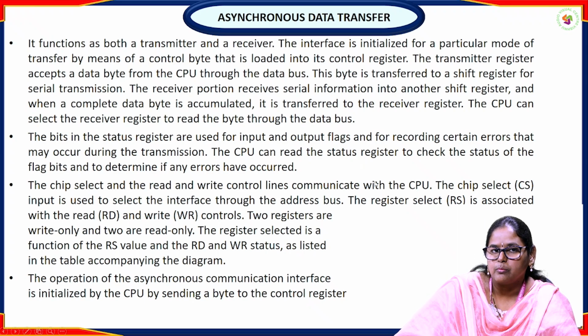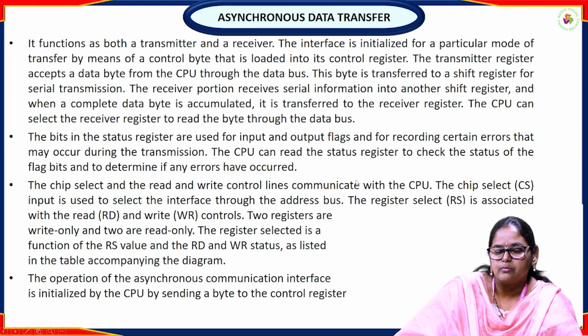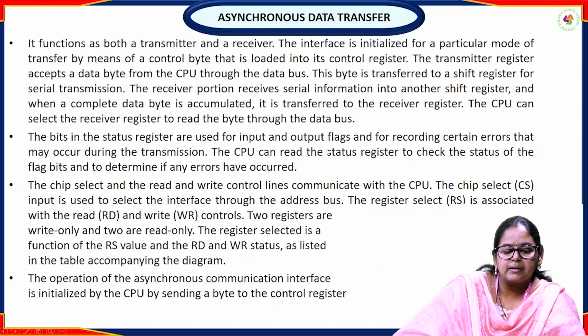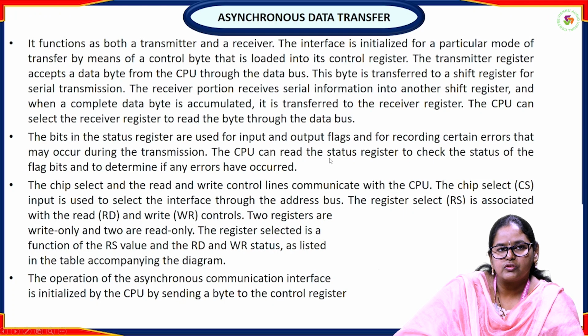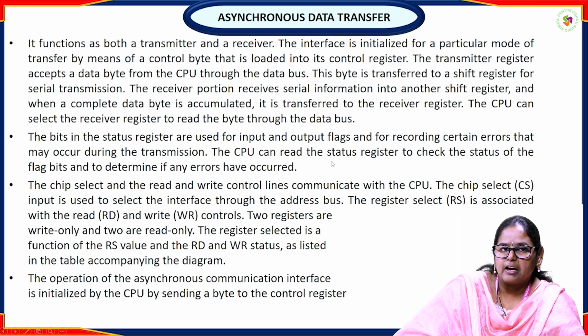You can see that it is going to act both as a transmitter and a receiver, and the status register is going to be storing the flag bits, as I have told, and recording any errors if anything happened during the transmission. All of that is also going to be stored in the status register.